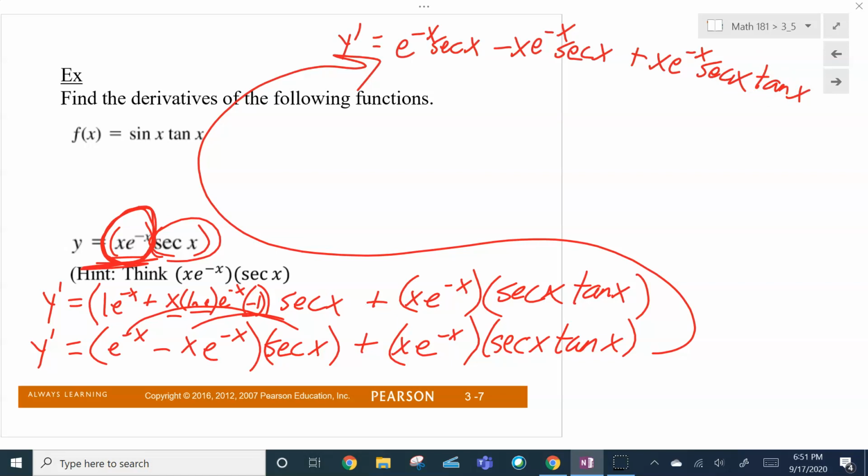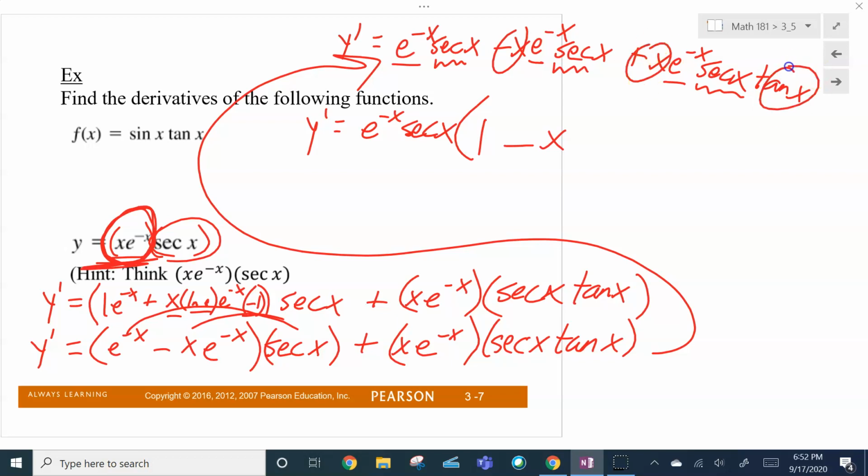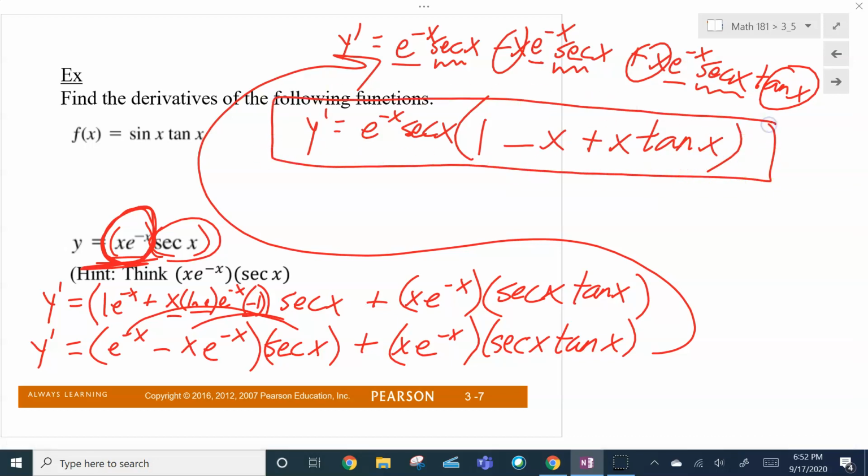Okay. Now notice each one of those, if I factor out, has an e to the negative x, and they all have an e to the negative x. They also all have a secant. I could factor out a secant on each of those. And I'm left with 1 minus x. Oh, see, the x is left over, and then plus x tangent x. Almost missed that tangent there. There's our derivative. Kind of ugly, but kind of cool too.